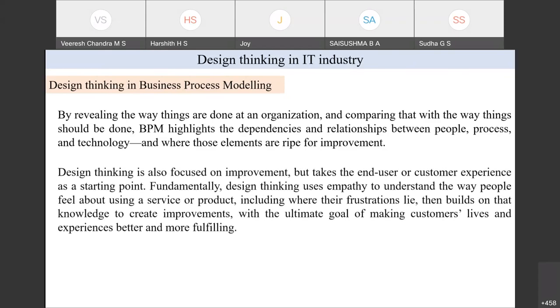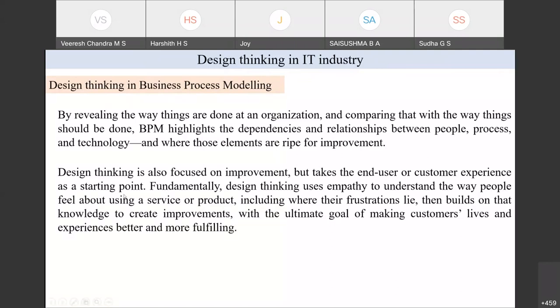Similarly, design thinking is also focused on improvement, but it takes the end user or customer experience as a starting point. So we are talking about the business process models wherein the processes are brought into pieces, level of pieces. But in design thinking, initially itself it will take end user or customer experience as the starting point. It uses empathy to understand the way people feel about using a service or product, including where their frustrations lie. That's what I was talking about.